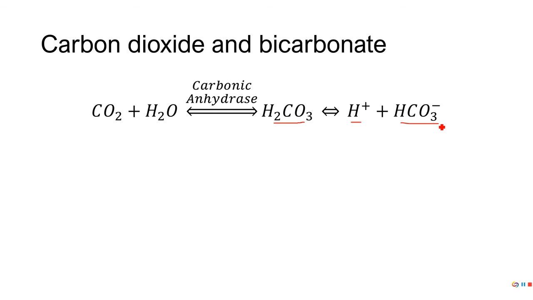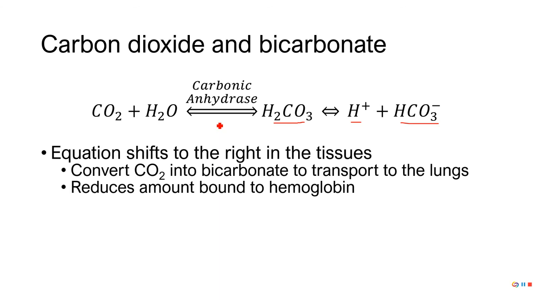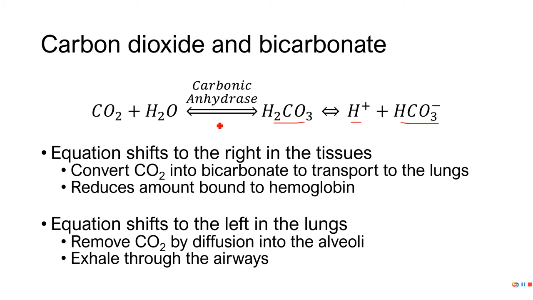Now, this is an equation that can go either way. That's why we've got the arrow pointing both ways. In the tissues, this equation shifts to the right because we transport CO2 as bicarbonate. We don't want CO2 on the hemoglobin, or we want to reduce or limit the amount so we can carry oxygen. So by shifting it to the right, we reduce the amount of CO2 that's bound to hemoglobin. But once we get to the lungs, everything reverses, and we're able to convert bicarbonate into carbon dioxide, and then it diffuses into the alveoli, and we exhale it.